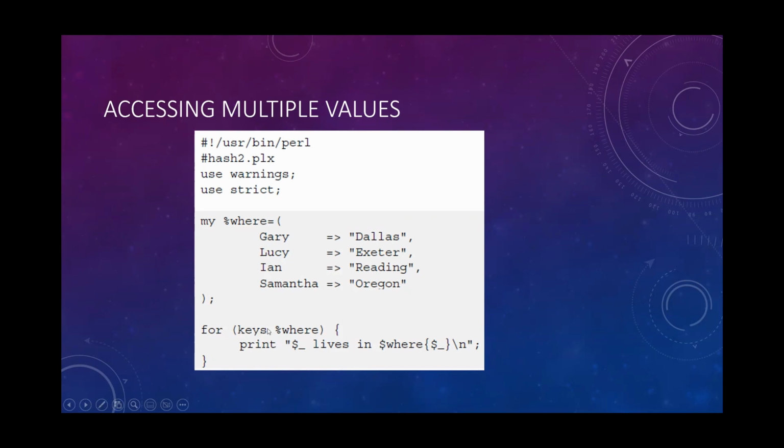So for my keys in where, print, the default variable is going to be the first key, lives in where the key is. So it's going to print Gary lives in Dallas, Ian lives in Reading, Samantha lives in Oregon. So here, that default variable kind of comes in handy when you don't want to give it a specific value because that value is going to change.